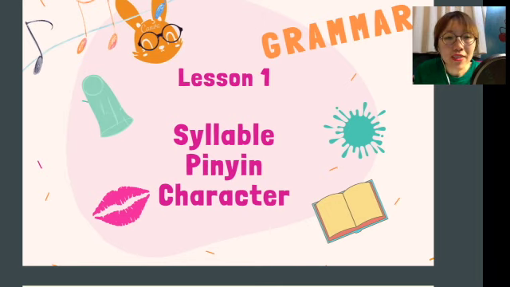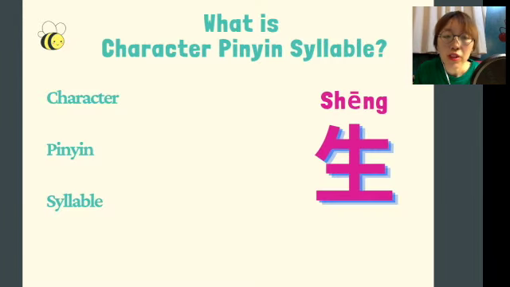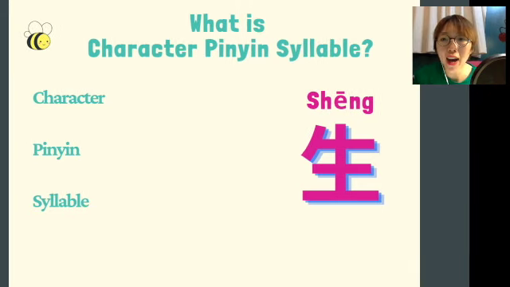So today's lesson is about the syllable, pinyin, and character. First, what are character, pinyin, and syllable? The character example I put here is called sheng. So this is a character. Sometimes it is referred to as kanji. Kanji is the Japanese pronunciation of character.